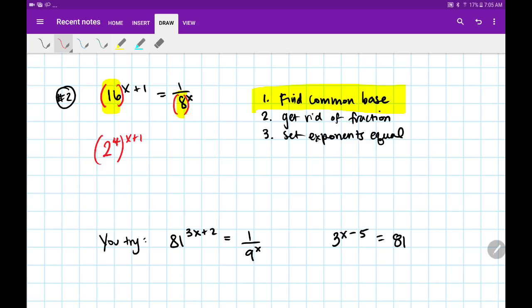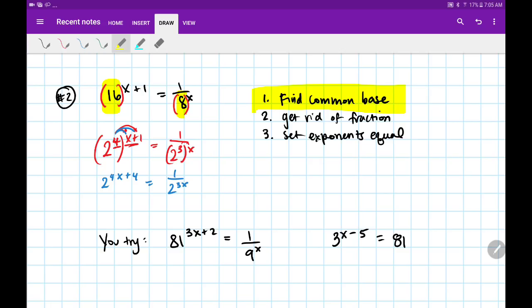You have to put parentheses when you're rewriting. And on the right, I'll have 1 over 8 can be written as 2 cubed to the power of x. Okay, next step, we're going to distribute. We're going to use our rules of exponents, which means if I have a power to a power, you multiply. So on the left, I'll have 2 to the 4x plus 4, because you have to distribute the 4. And on the right, I'll have 1 over 2 to the 3x.